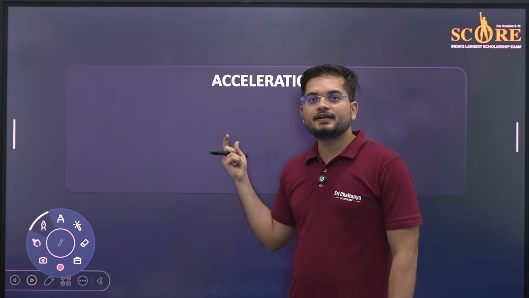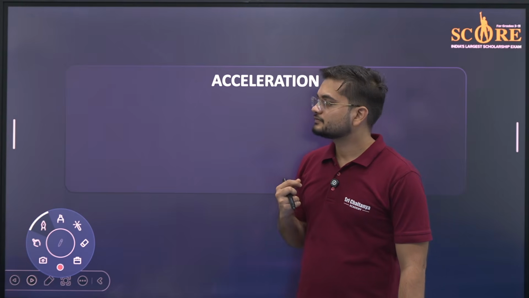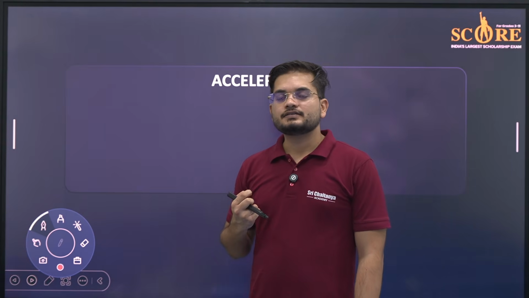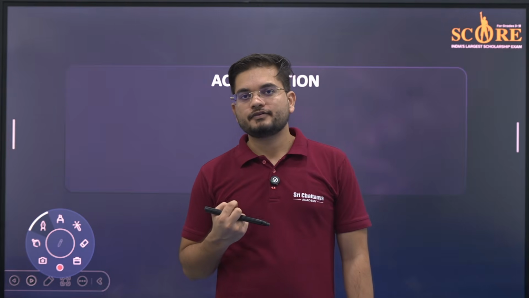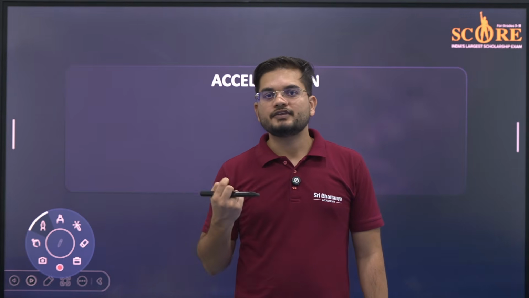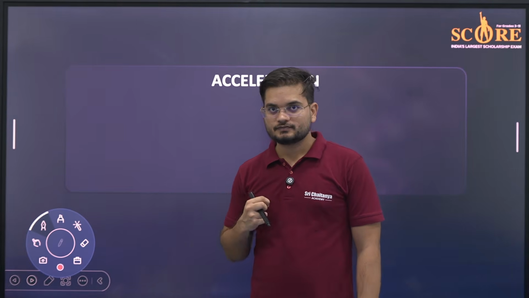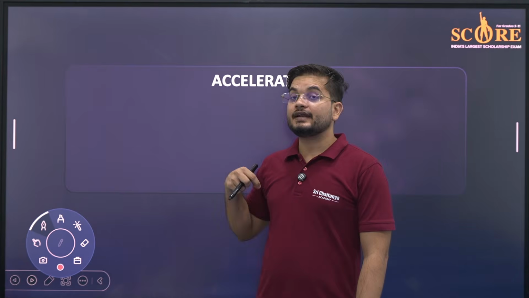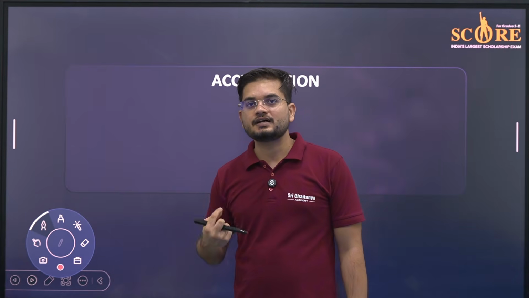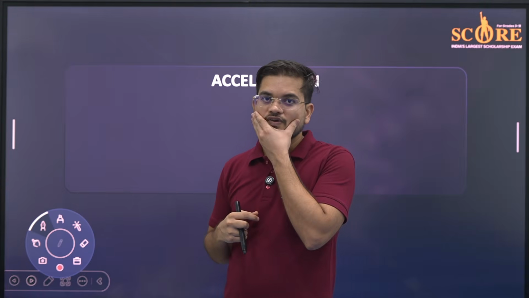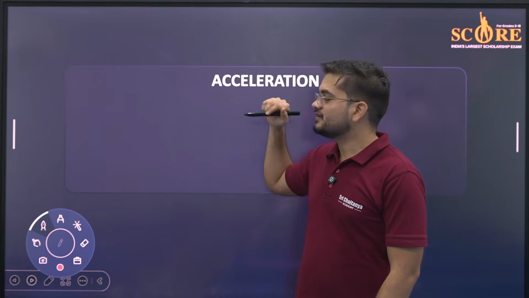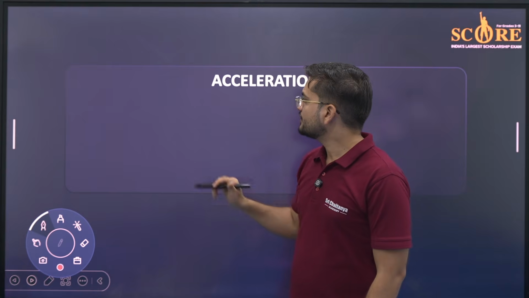The next quantity is acceleration. Acceleration is the rate of change of velocity vector with respect to time. At what rate is velocity changing with time? What will we call that? We will call it the acceleration vector. Clear?